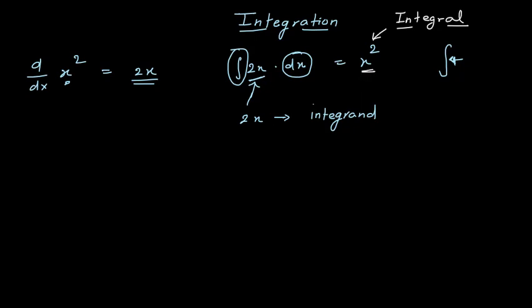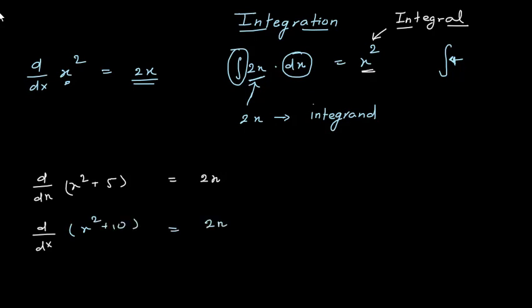Now let me take a few examples. Say d by dx of x square plus 5. If you find the derivative of x square plus 5, your result is 2x. Here it is the derivative of x square plus 10, so this also you will get 2x only, because you know that the derivative of a constant term is 0.